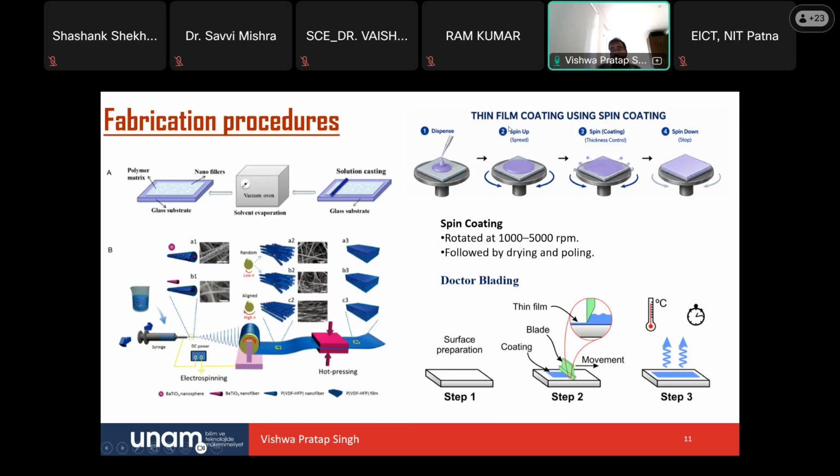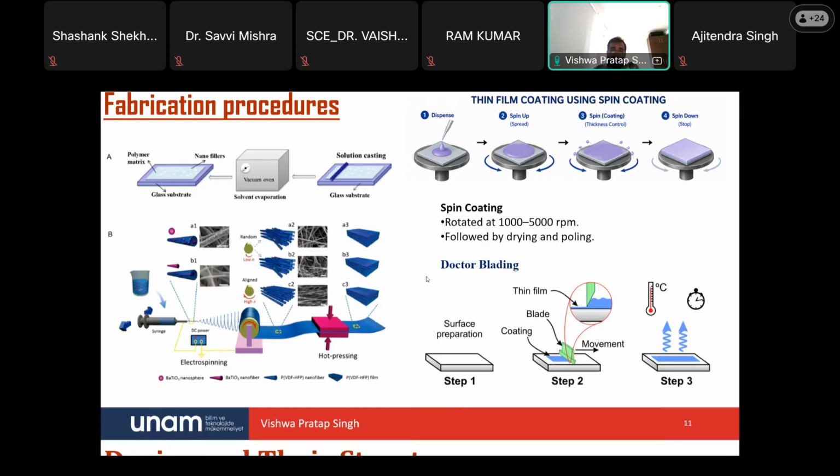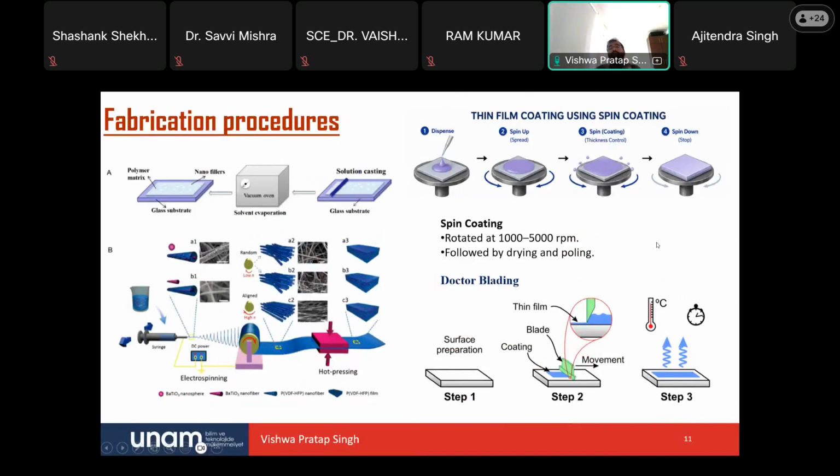So then there is another way you can prepare the thin film, the spin coating process. In spin coating, you put the polymer over a substrate and you rotate it at a high RPM to make the film. Another way is blade coating. Again, this is similar to the solution cast process, but they use a kind of blade, and then movement happens, and you get the film, and again evaporation happens. So these are some techniques of making these films.